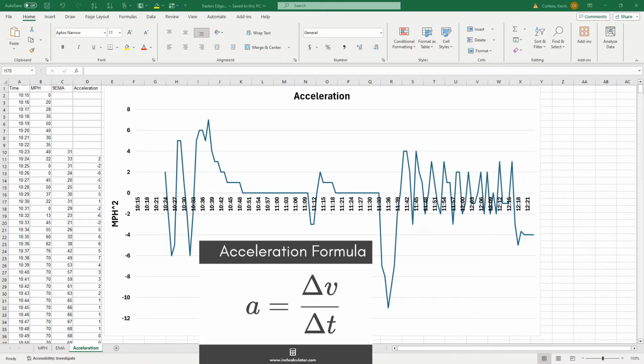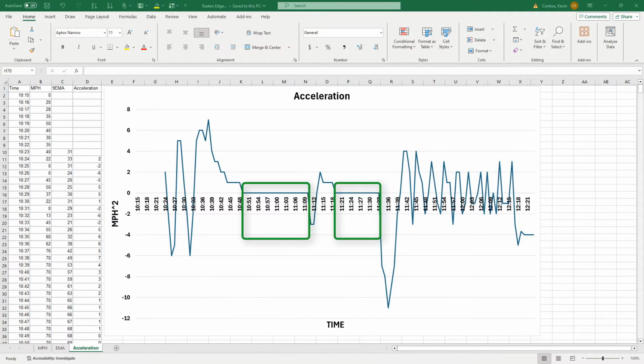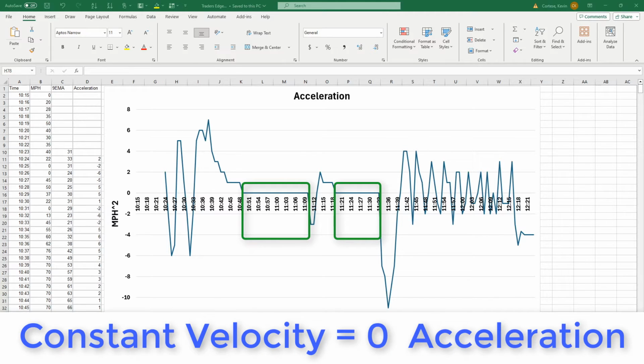If you remember from physics, acceleration is looking at the change in velocity over time. These flat spots are where our cruise was set to 70. Speed was constant, and since we're not speeding up or slowing down, acceleration is 0.